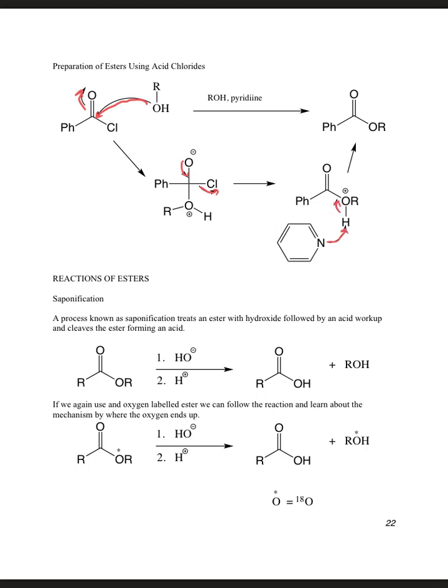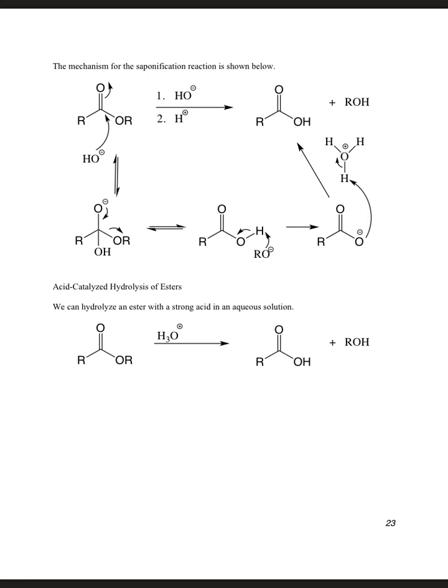Okay. What else can we do with an ester? We can add hydroxide, followed by acid, to make a carboxylic acid. In this, if we have a labeled oxygen-18 on our ester, we can track where it shows up, and it ends up going off into the alcohol that's kicked off in the reaction. Okay, and we can show that by what we have in the mechanism here.